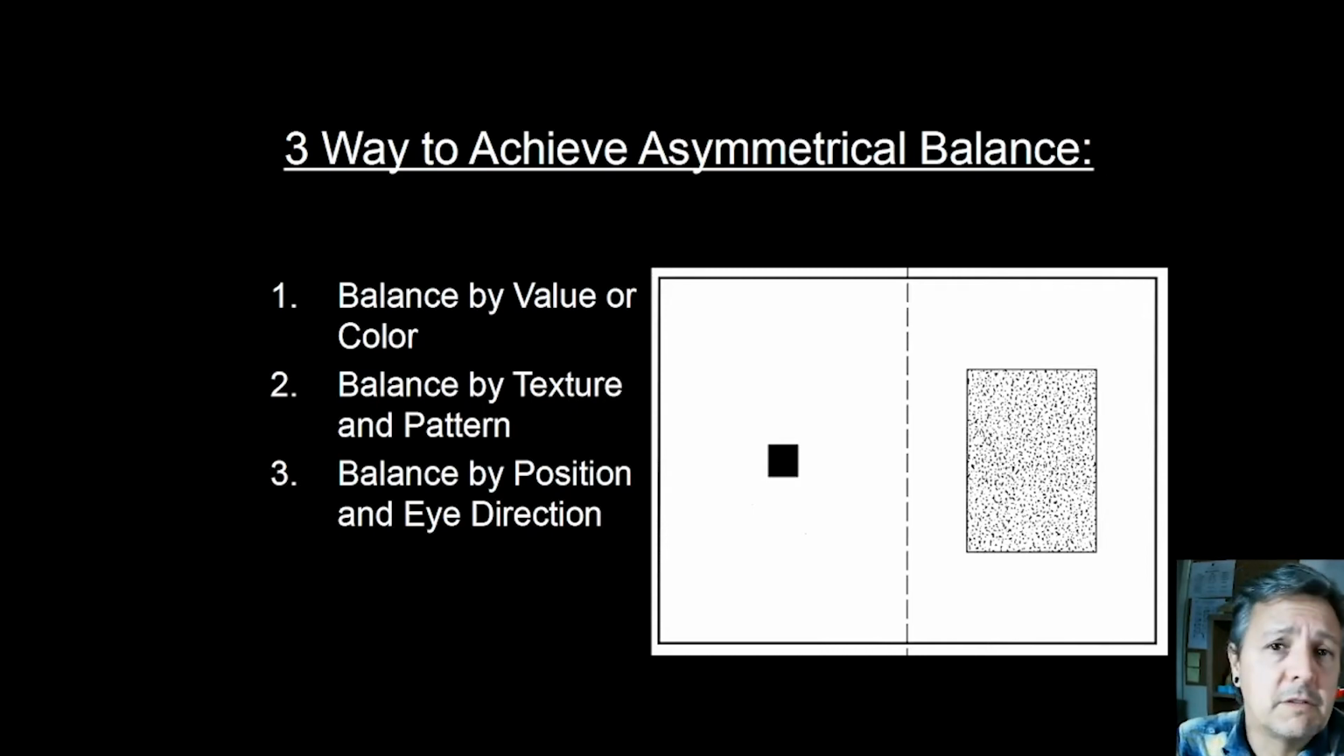3 ways to achieve asymmetry. You can achieve it through value or color, through texture or pattern, through position and eye direction. There's many ways. One of the fascinating things is when you start thinking about, here we have this large square, it's textural, and it has the same weight. It's balanced, has the same sense of equilibrium with this small, tight, intense black square.